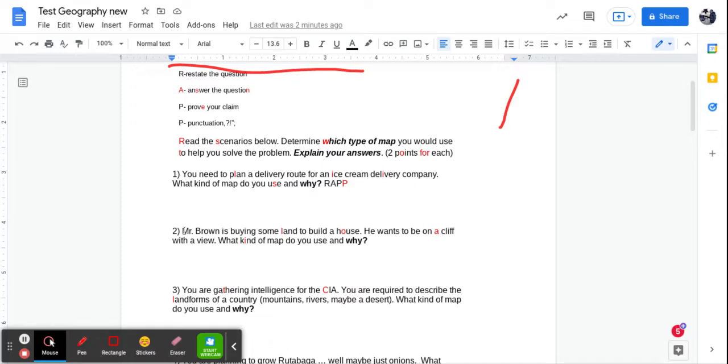Number 2. Mr. Brown is buying some land to build a house, he wishes. He wants to be on a cliff with a view. What kind of map would you have Mr. Brown use and why, really is what it should say. So explain why. Pause now.